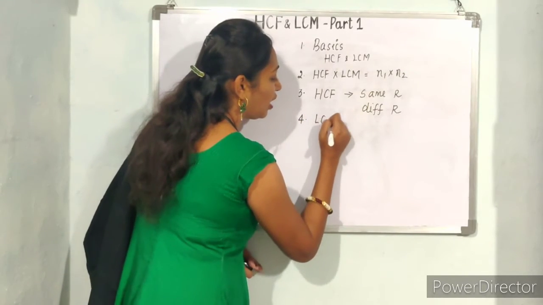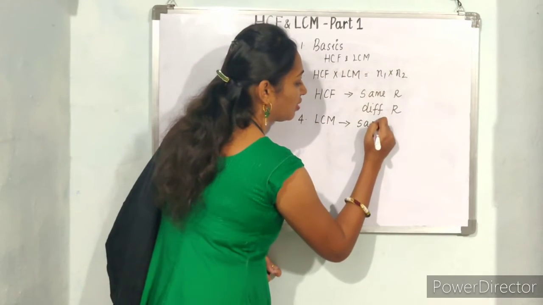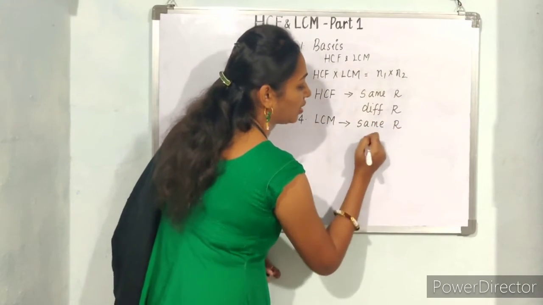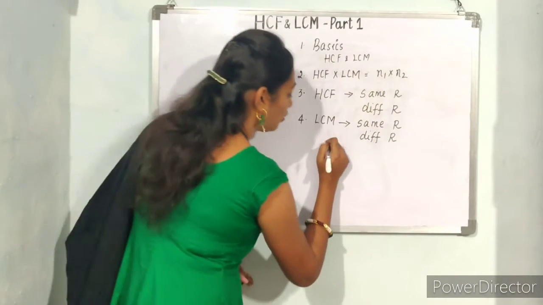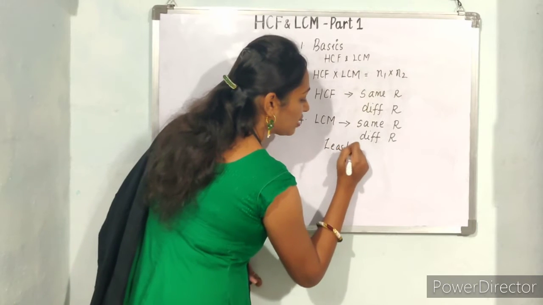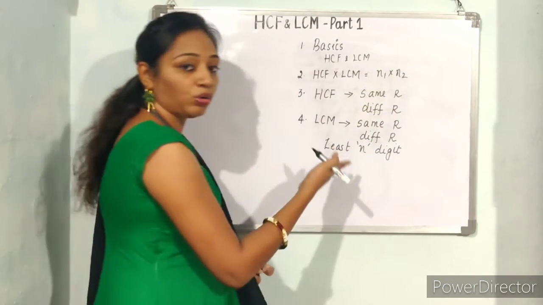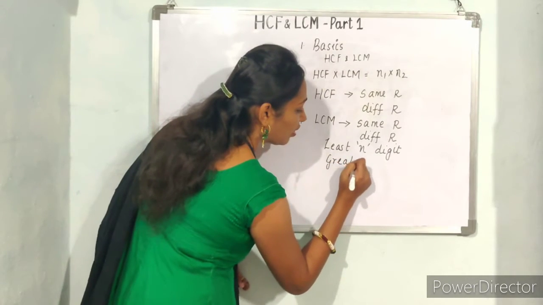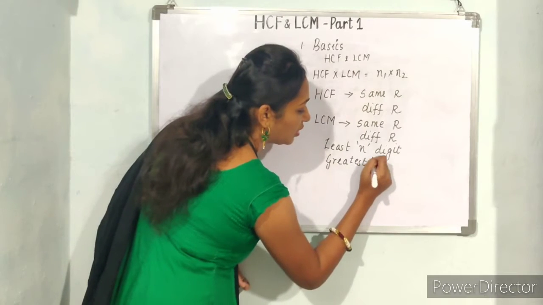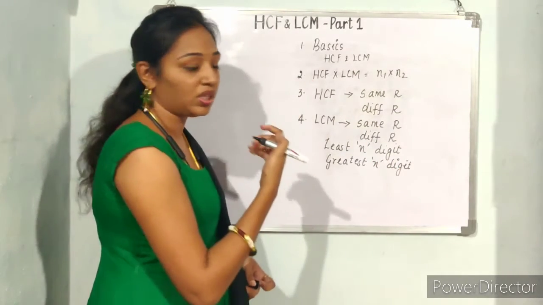The fourth one is how to find the LCM when the numbers have the same remainder and when the numbers give different remainders. They'll ask you to find the least 5-digit number or 4-digit number, so how to find it using LCM, and they'll ask you to find the greatest 4-digit number, 5-digit number, 6-digit number. For these kinds of questions, how you use the LCM.